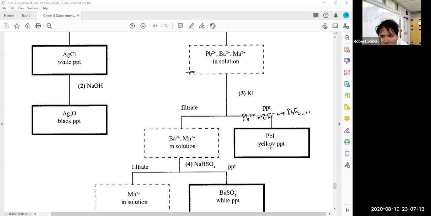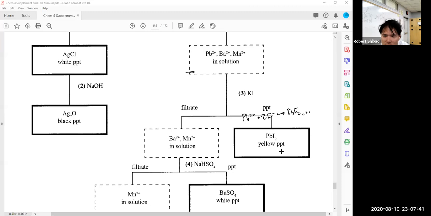Okay, once we get this yellow precipitate, we're going to wash it once, not because we need this clean. We're going to wash it once so that we don't lose much barium and manganese, because this precipitate is going to be wet with the filtrate solution. And so we'll give it a quick wash with a little bit of DI water, and then rinse those and combine the rinse with our filtrate. Okay, that way we don't lose ions.